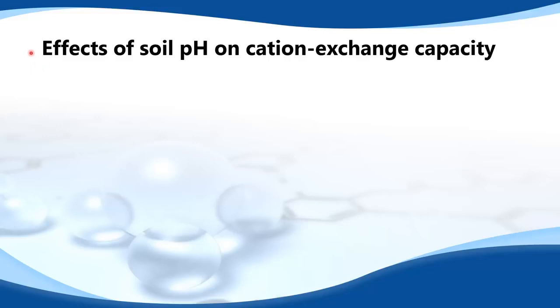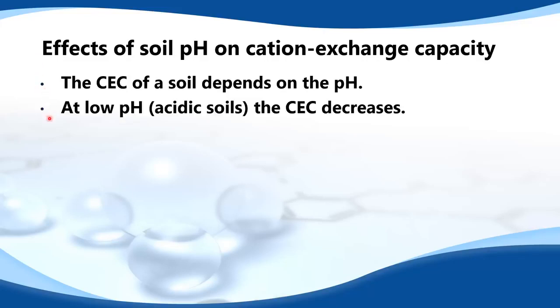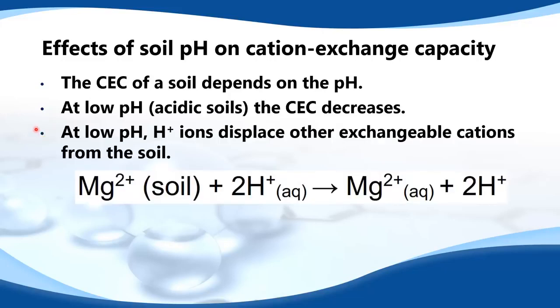In this video, we look at the effects of soil pH on the cation exchange capacity. The cation exchange capacity of a soil depends on the pH. At low pH, that's acidic soils, the cation exchange capacity decreases. That's because at low pH, hydrogen ions displace other exchangeable ions from the soil.